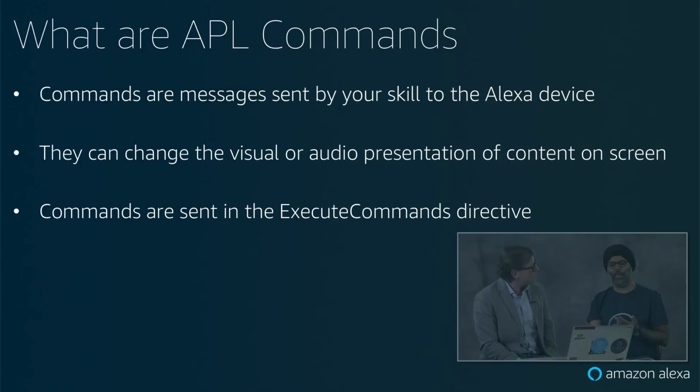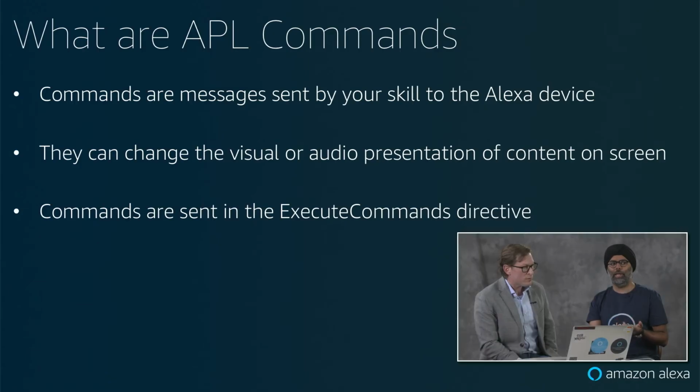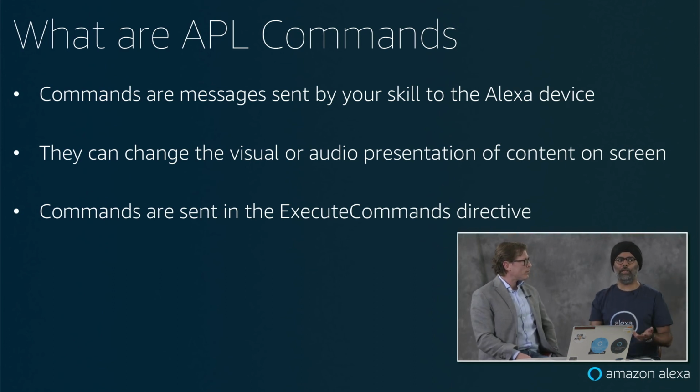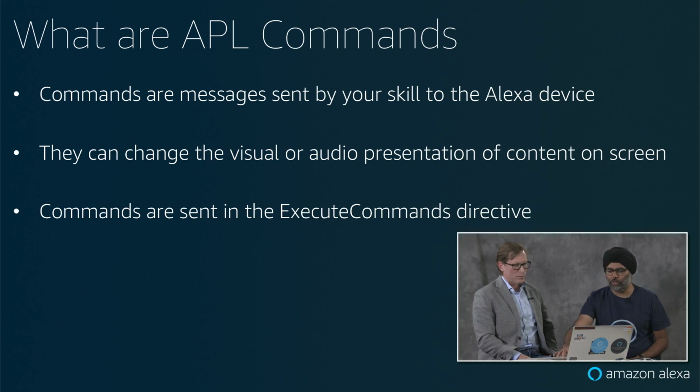All right, so let's talk about some unique multimodal features that APL allows us to enable. Most of these features are enabled by something we call APL commands. Commands are simple. You've sent down an APL document, it's on screen right now, and you want to do something to change the experience. For example, you might want to kick off a slideshow, start a video playing, or have Alexa highlight something on screen.